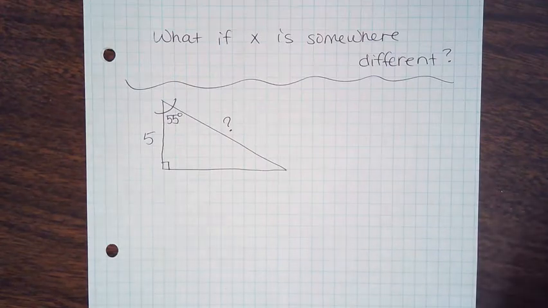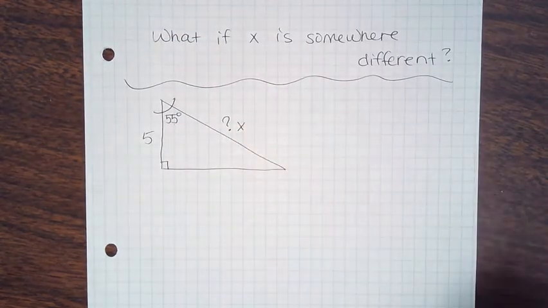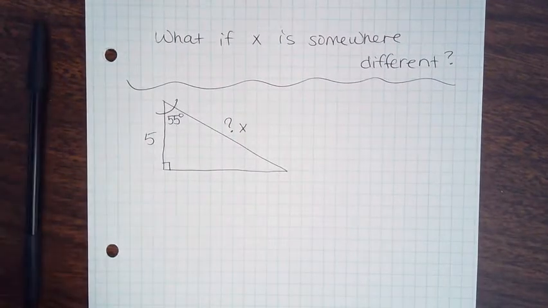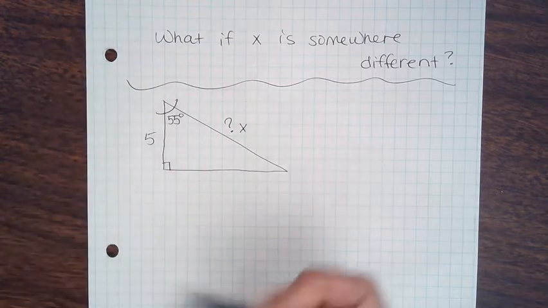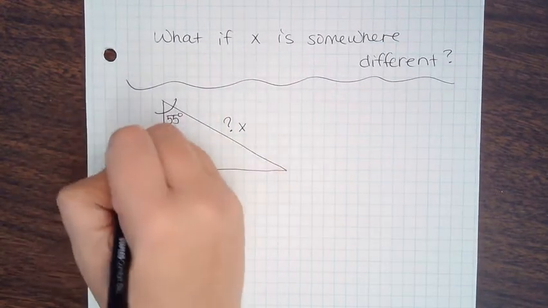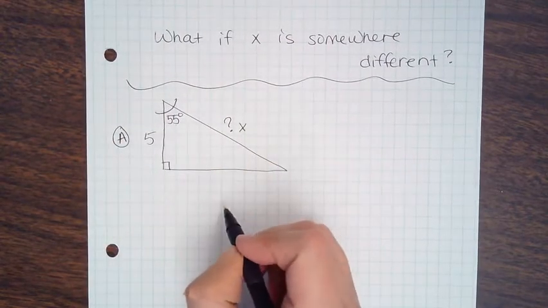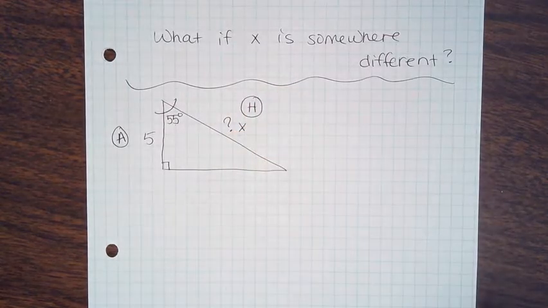Okay, I've gotten a couple questions on what do we do if the x, or the variable we're trying to find, is somewhere different. So let's do an example. I'm going to call this x instead of question mark, and we're going to set this up to find that side, and we're going to use trig. So we're going to label each side. This is going to be my adjacent side. And then I don't really care about this side, so I'm actually going to leave it blank. And this is going to be my hypotenuse, okay?